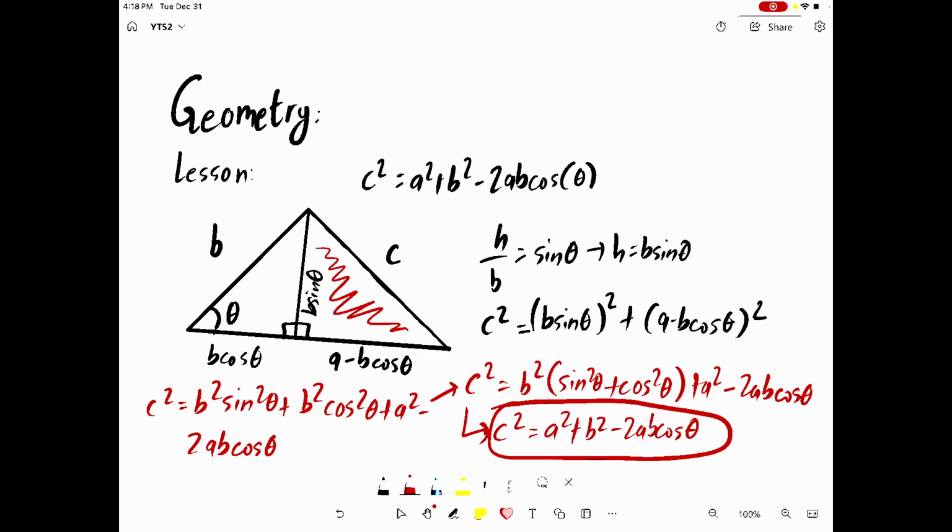Then we factor out b squared from b squared sine squared theta and b squared cosine squared theta to get b squared times sine squared theta plus cosine squared theta, plus a squared minus 2ab cosine theta. And that becomes c squared is equal to a squared plus b squared minus 2ab cosine theta, because sine squared theta plus cosine squared theta is equal to 1. So that's essentially the proof and the explanation of the theorem.